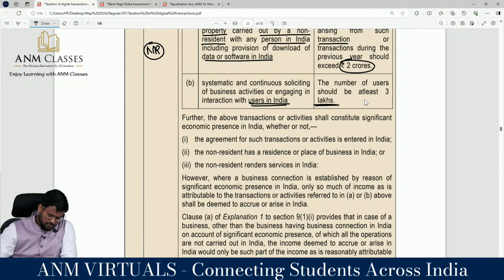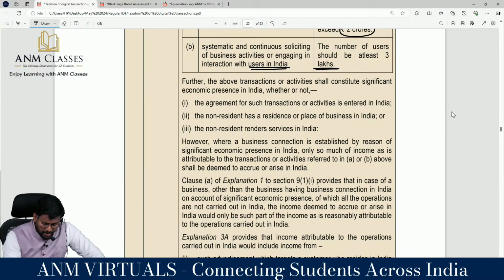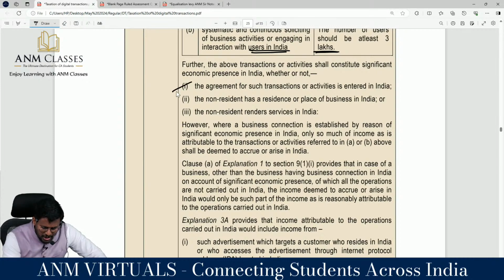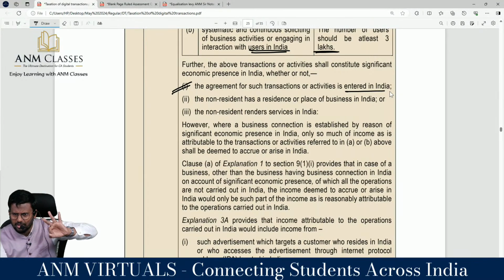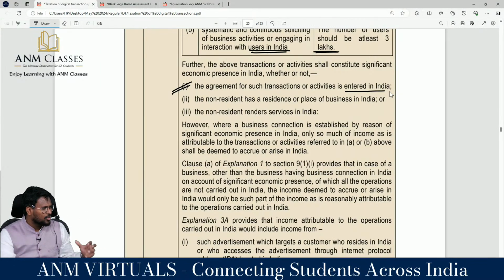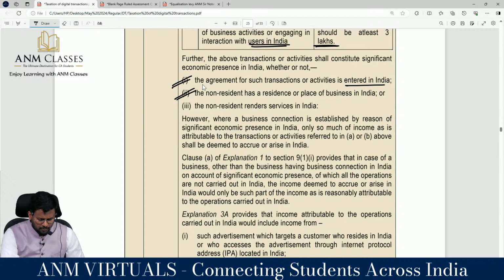What is SEP? Further, the above transaction or activity shall constitute significant economic presence whether or not the agreement for such transaction or activities is in India. If the value has been satisfied, more than 2 crore or more than 3 lakh users, we will not check where you have entered the agreement. It is immaterial for us. Whether the non-resident has a residence or place of business in India, we will not see. It is all immaterial for us.